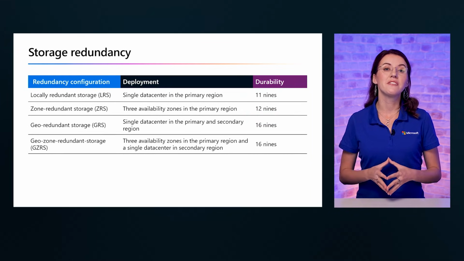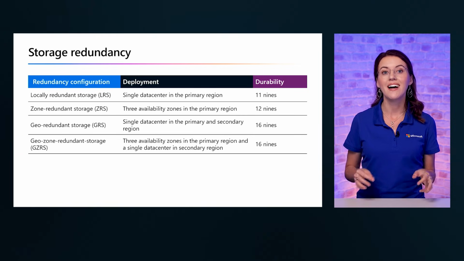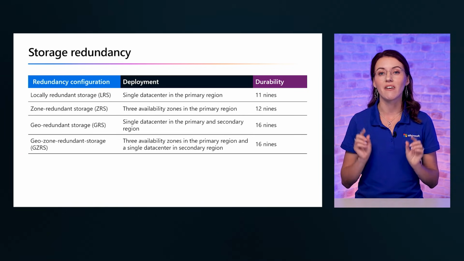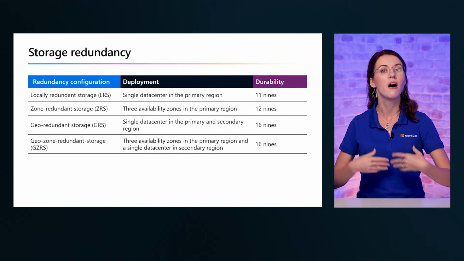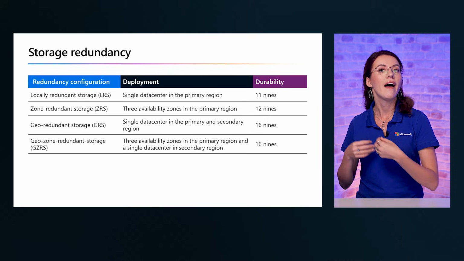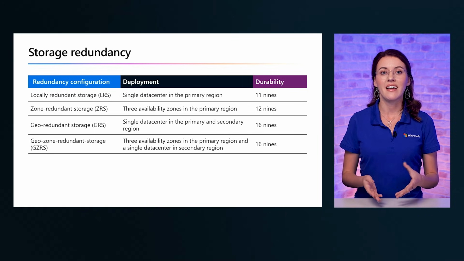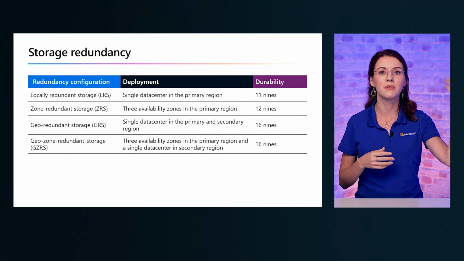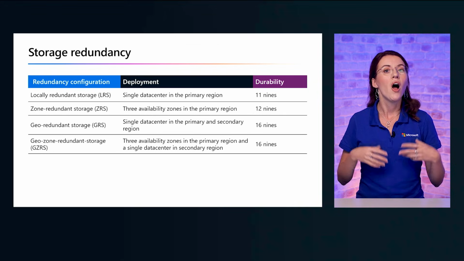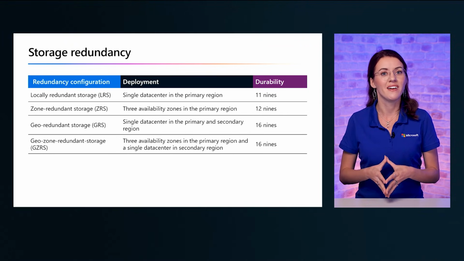Azure Storage is designed to keep your data safe, even when things go wrong. Multiple copies of your data are always stored to protect against hardware failures, power outages, and even natural disasters. This is called redundancy, and it ensures your storage meets high availability and durability targets. When you create a storage account, you choose a redundancy option.